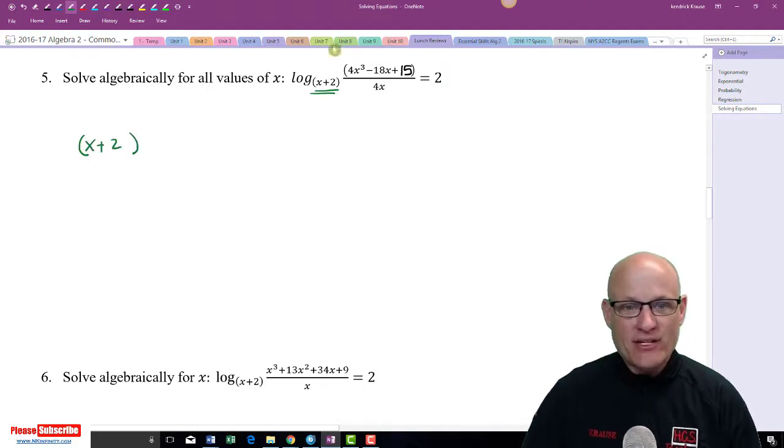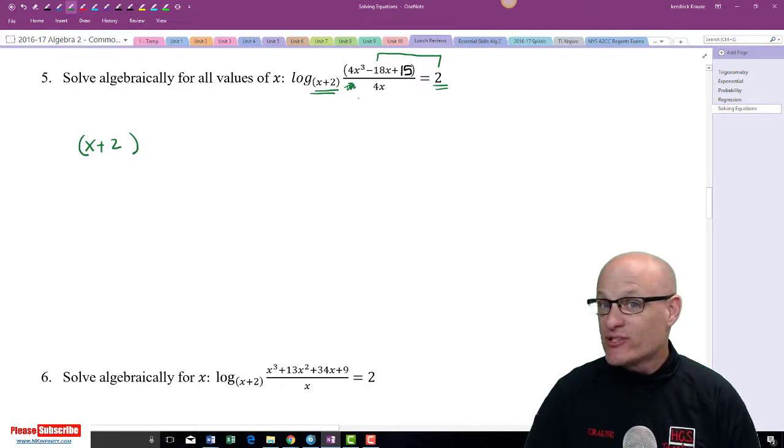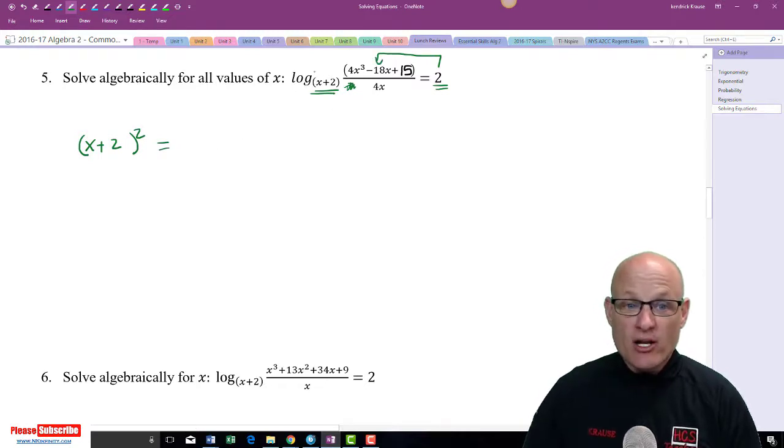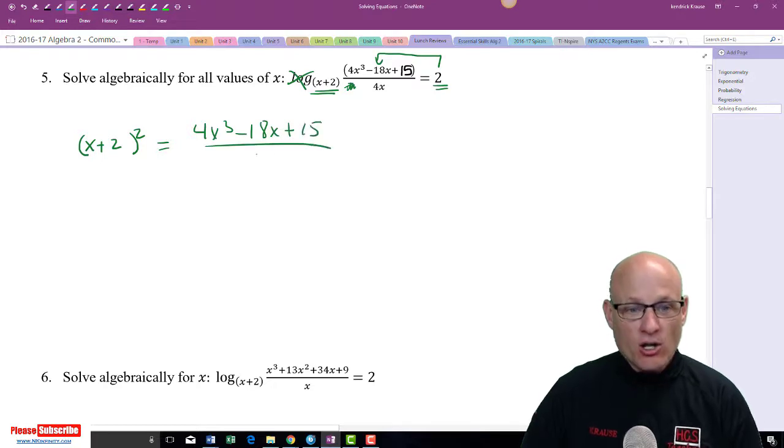We copy down the base, and then these things switch sides. Think about it as this is the exponent. Not anymore. No, don't want to be with you anymore. I'm switching allegiances. I'm now going with you. And then these two things switch sides. And then we no longer have a log function. We now have an exponential function. So 4x cubed minus 18x plus 15 all over 4x.